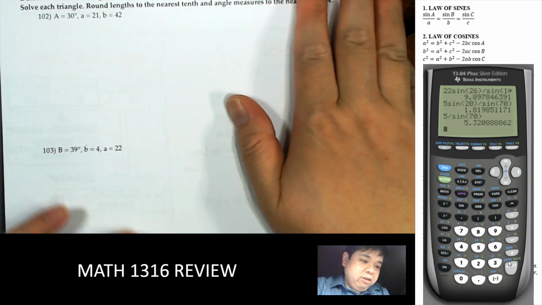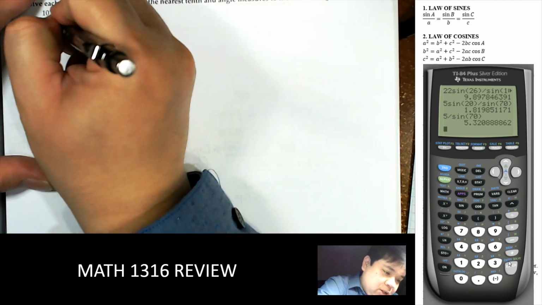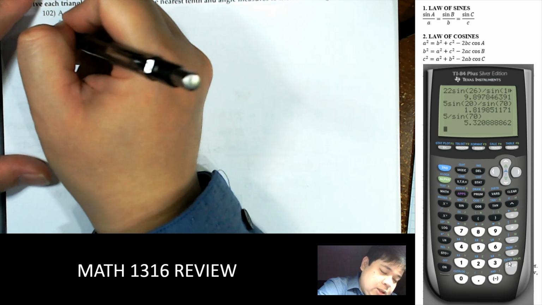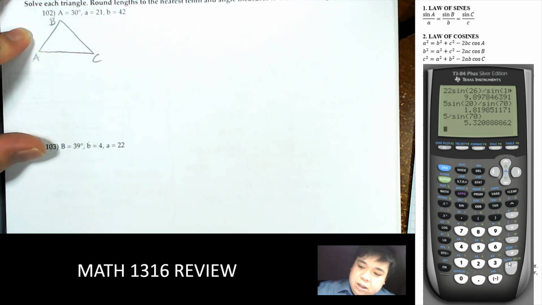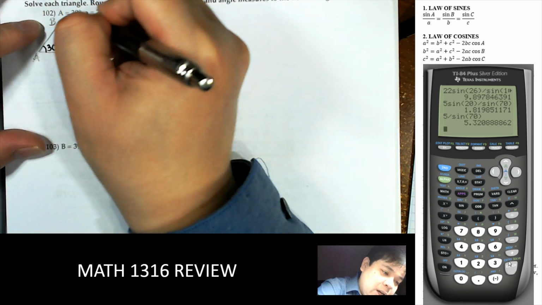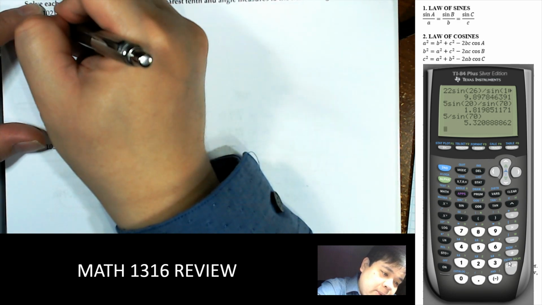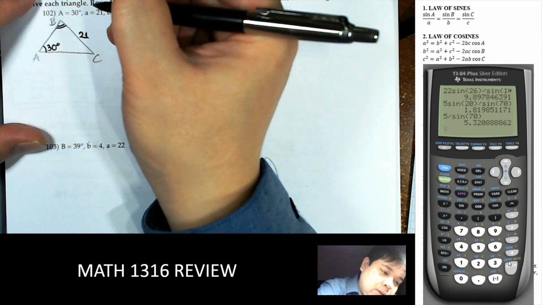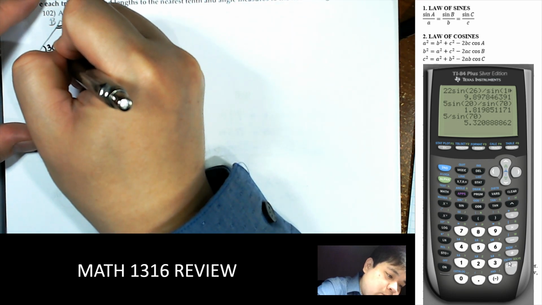So we will have a bunch of other triangles to solve for. Let's just draw it. So A, B, and C. Angle A is 30 degrees, side a is 21. Angle B is 42 degrees. Actually, that is side b, which is 42.